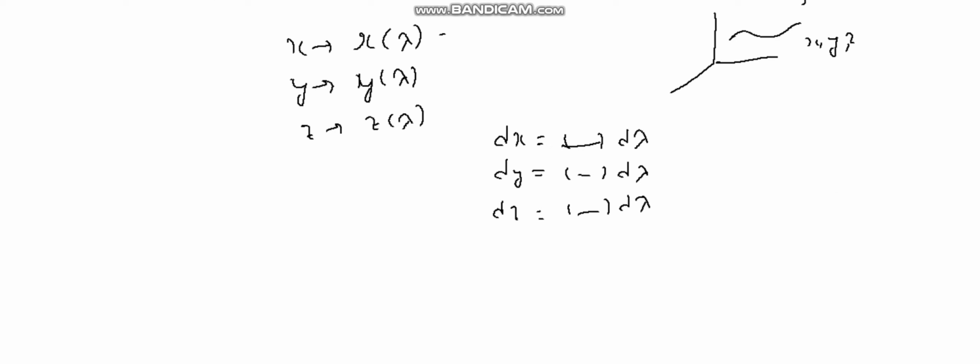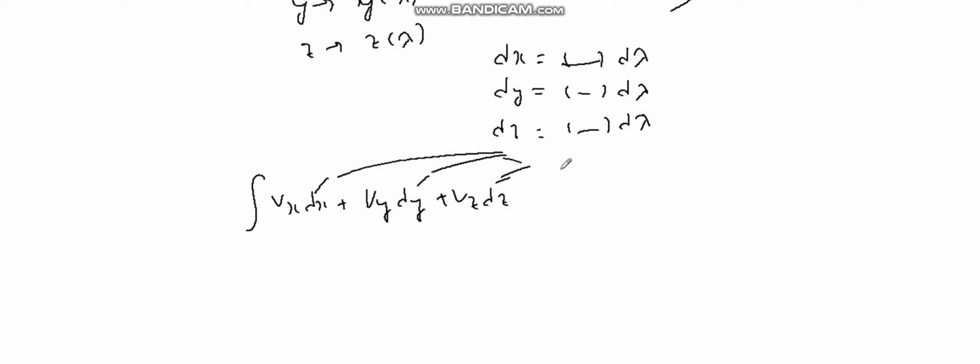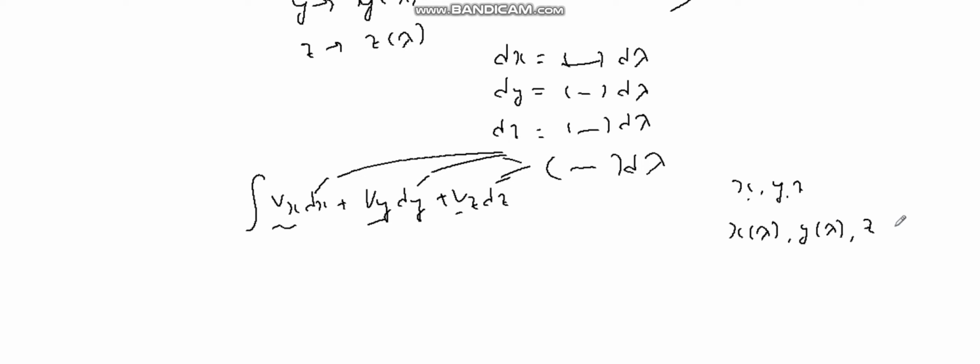So our line integral, which is this Vx dx plus Vy dy plus Vz dz, will be written down into some terms times d lambda. And this Vx, Vy and Vz itself is a function of x, y and z, and x, y, z itself is a function of lambda. So we can just remove this x, y and z and write the functions Vx, Vy and Vz into the form of lambdas.